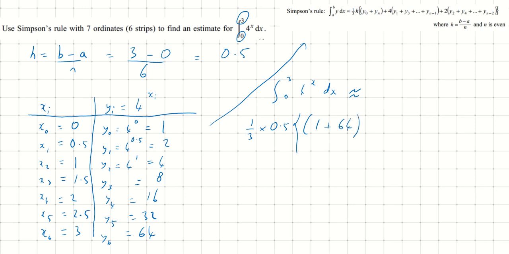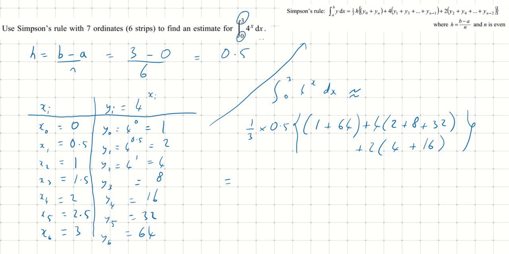Okay, then we're going to have 4 lots of our odd indexed y's, so our y1, y3, y5. So 4 lots of 2 plus 8, that's y3, plus 32, that's y5. And then we're going to have 2 lots of our even indices of y. So 2 lots of my even y's are y2, which is 4, and y4, which is 16. Okay. And that's numbers plugged into our formula.